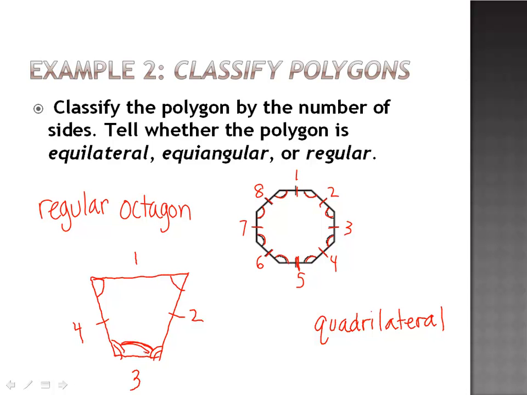These two angles are the same, and these two are the same, so it's not equiangular because we've got different angles. This side and this side are the same, but we don't know about those other two sides, so it's also not equilateral. So all we can say is that's a quadrilateral.